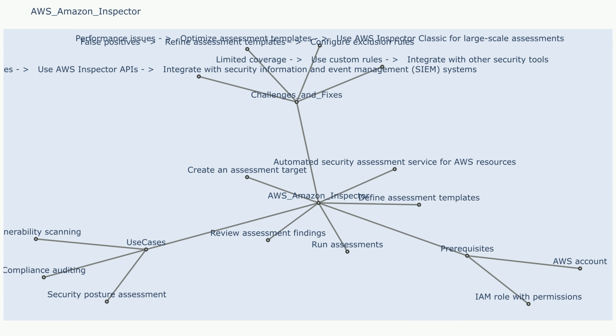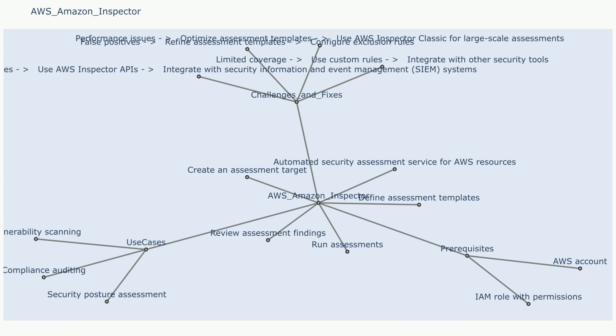Create custom rules to scan for vulnerabilities that are not covered by the default rules. This allows you to tailor your assessments to your specific security requirements. Integrate with other security tools. Combine AWS Inspector with other security tools, such as vulnerability scanners, intrusion detection systems IDS, and security information and event management SIEM systems, to gain a more comprehensive view of your security posture.